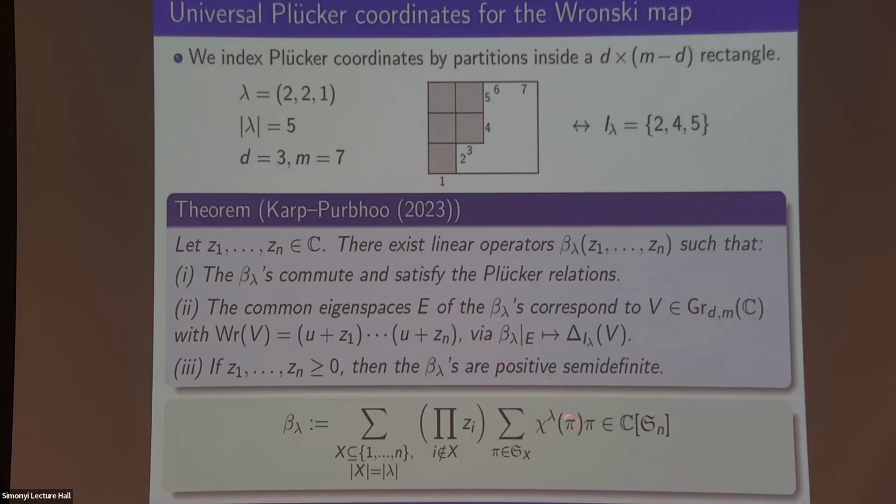So what you do is these are elements of the group algebra of the symmetric group, but you view them as acting on an irreducible representation, say indexed by the partition nu. And then if your eigenspace is contained in that irreducible representation, the solution V will be contained in the Schubert cell indexed by nu.